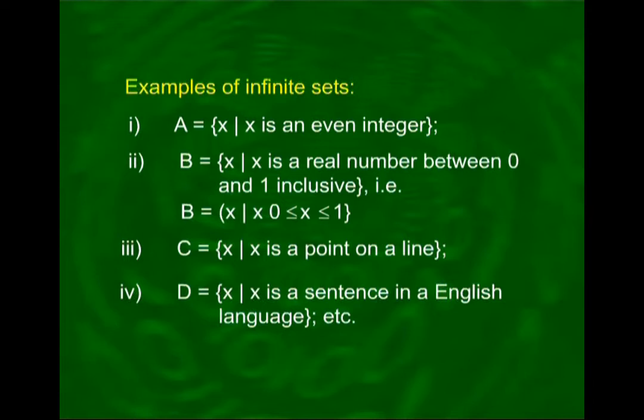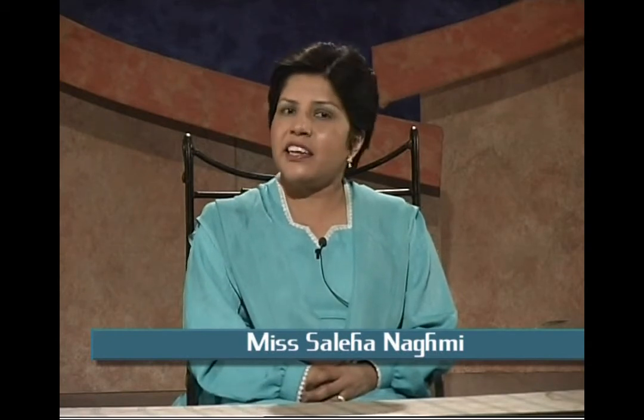On the other hand, in the first three examples, it is obvious that they are really infinite sets, because the total number of even integers, or all the real numbers between 0 and 1, or the number of points on a line, cannot be regarded as finite entities. Ye char example jo maine abhi aapko diye, aap isme ye note karenge ke jo pehle teen examples the, the set of all points on a line, or the set of even integers, or the set of all numbers between 0 and 1 inclusive, ye to waqai infinite hain, because you can simply not count them as finite entities.